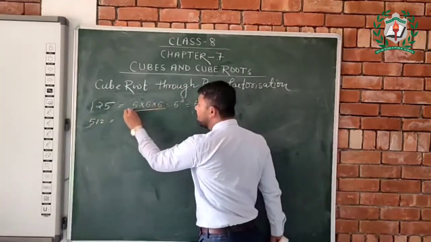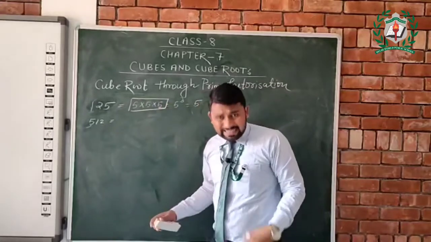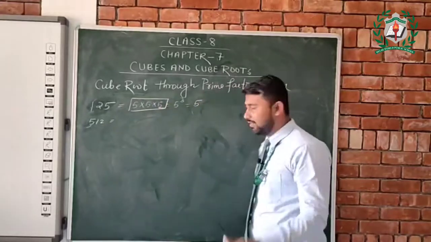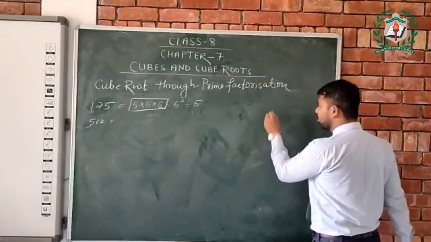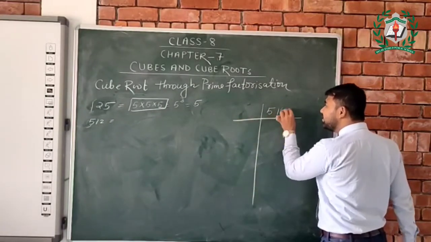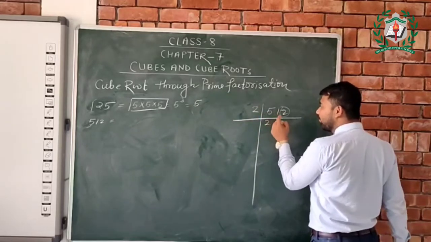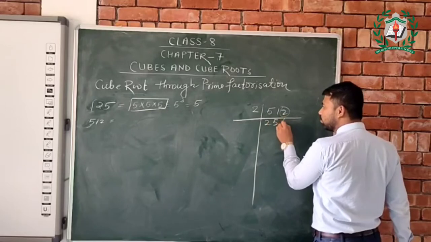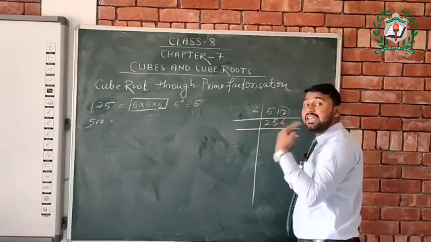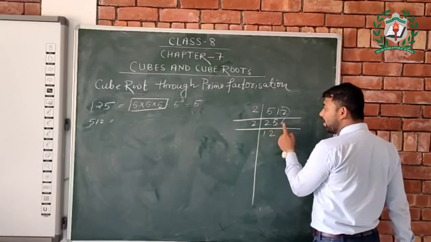Sir, how is it possible? How did you do this? So you know factorization, or you don't know? Okay, I'll tell you. 512 factorize. The last digit is even, so start from 2. 2 2s are 4, 1, 5. 2 5s are 10, 1, 6. 2 6s are 12, again the last digit is even, start from 2. 2 1s are 2, 2 2s are 4 and 6, 256.